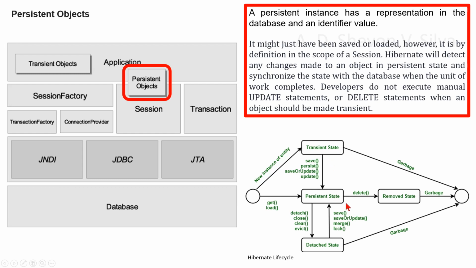Persistent state. Once an object is connected with the Hibernate session, then the object moves into the persistent state. So there are two ways to convert the transient state to the persistent state. One, using the Hibernate session, save the entity object into the database table. Two, using the Hibernate session, load the entity object into the database table.